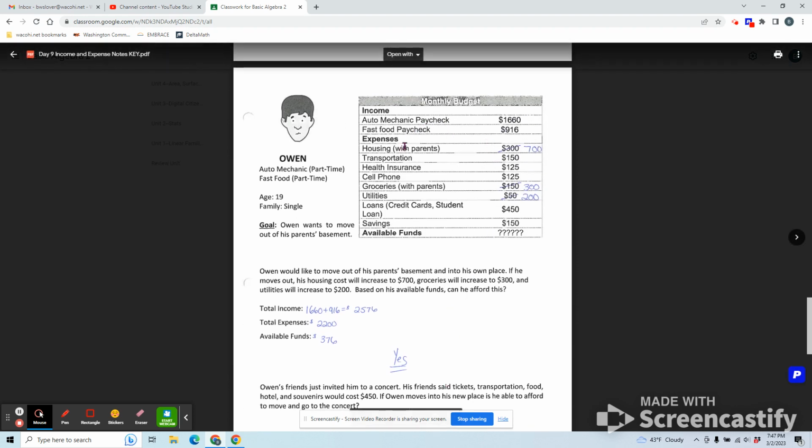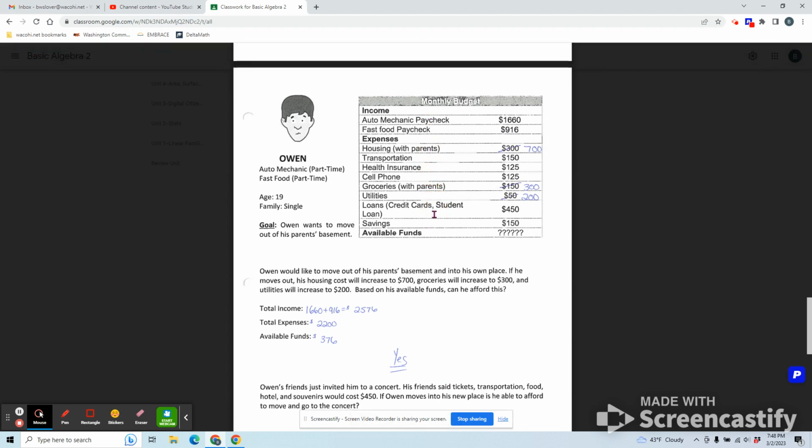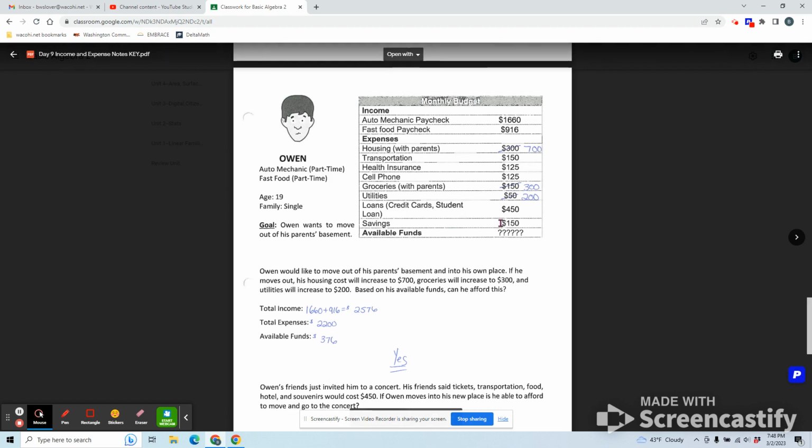So a budget is something that you're going to try and stick to each month. Figure out your income, figure out your expenses, and subtract the 2, and that's your available funds. If you're going into negative available funds, you need to change your lifestyle. If you have a lot of available funds, maybe put more in savings.